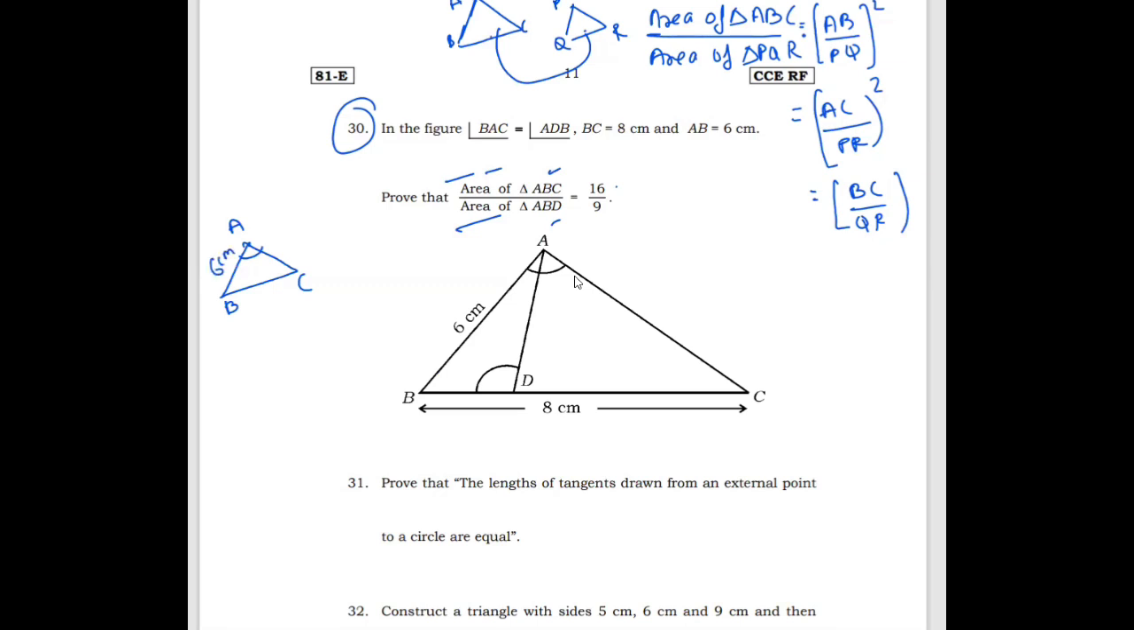Okay. Where is one more triangle? One more triangle is here. I'll draw one more triangle. I'll just break it. I'll write D here. Can you tell me why I'm writing D here?